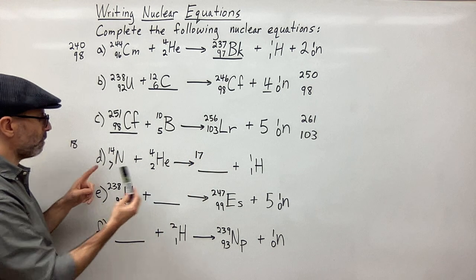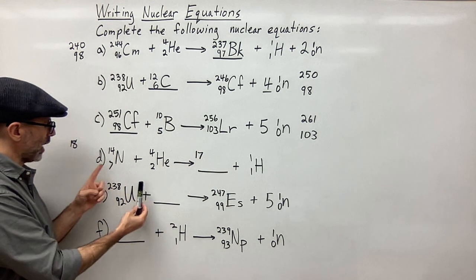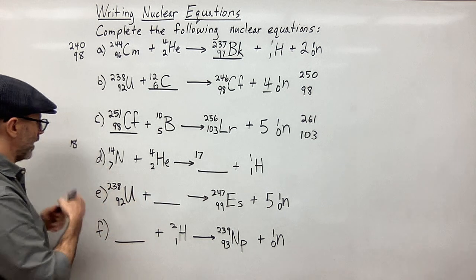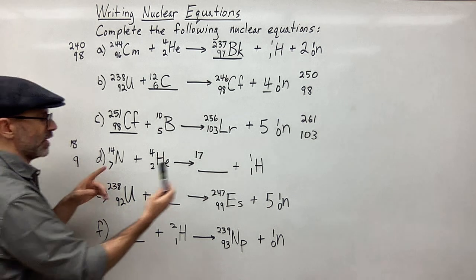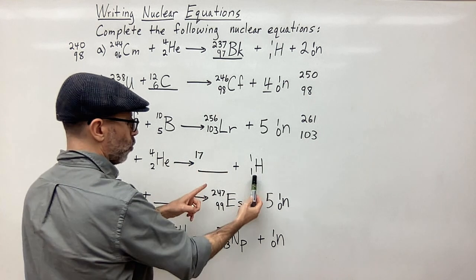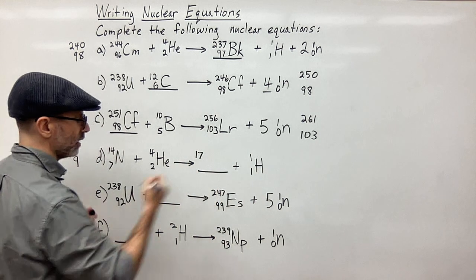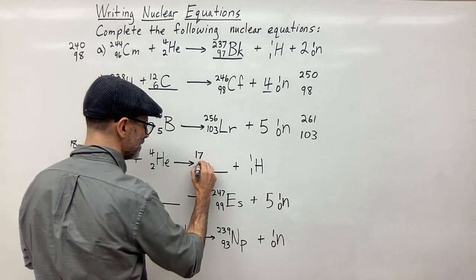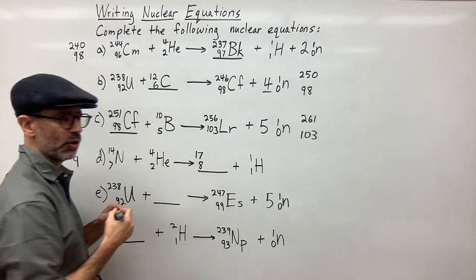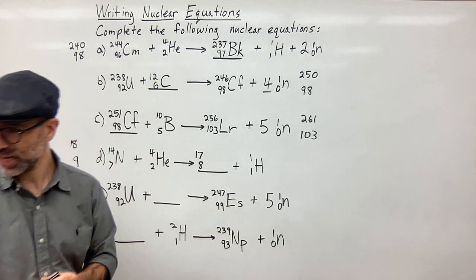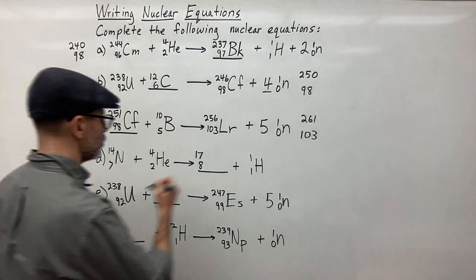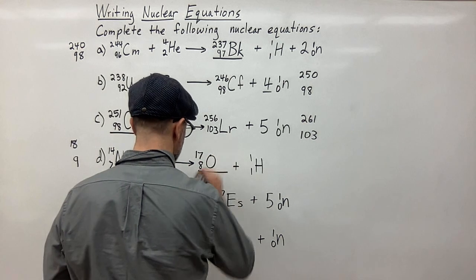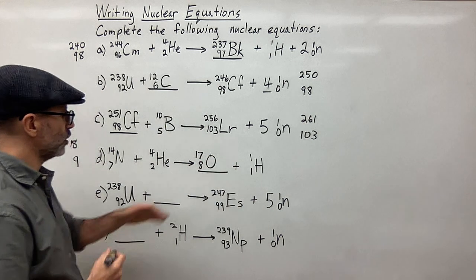Now I can do it for the bottom. So for the bottom number, I have 7 and 2. Add that together, I get 9. And so that means I should have 9 on this side. So 1 plus what gives me 9? That's going to be 8. And now that I have the atomic number, I look up 8 on my periodic table, and I get oxygen. So here I got oxygen-17 as my daughter isotope.